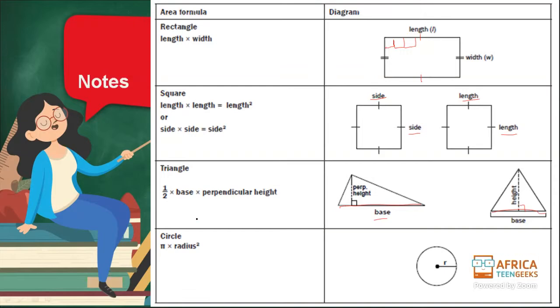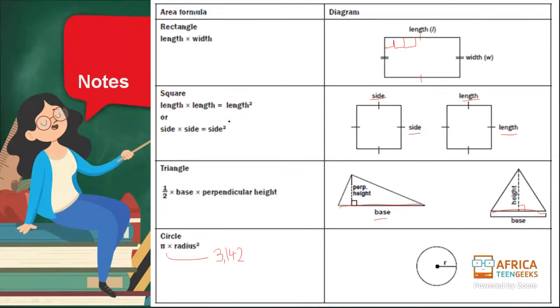Next one is a circle. The formula for the circle is pi times r squared. Obviously, r is the radius, the distance from the center to the circumference of a circle. And pi is a constant given as 3.142. Fortunately for you, in an exam, they usually give you most of these formulae.